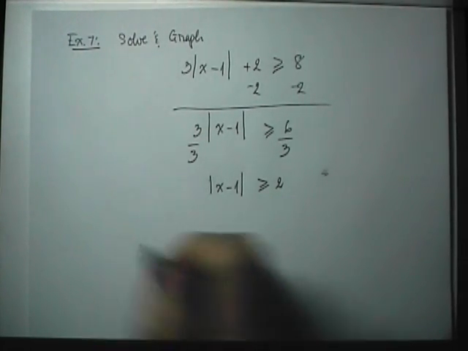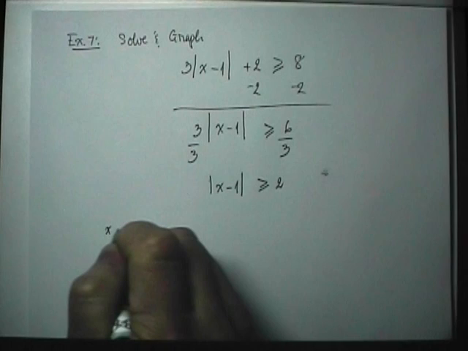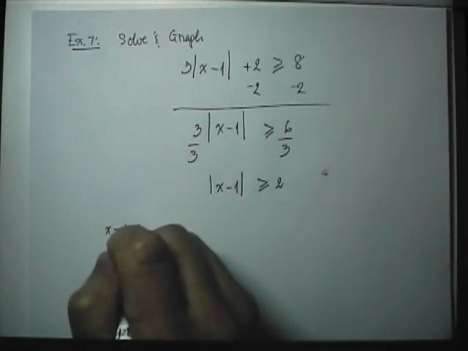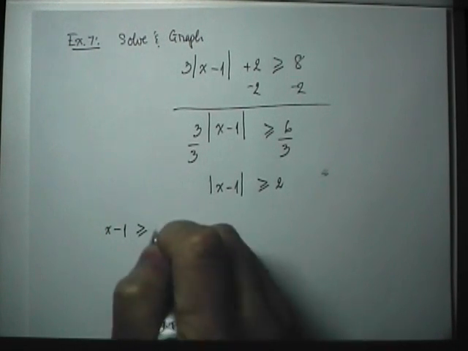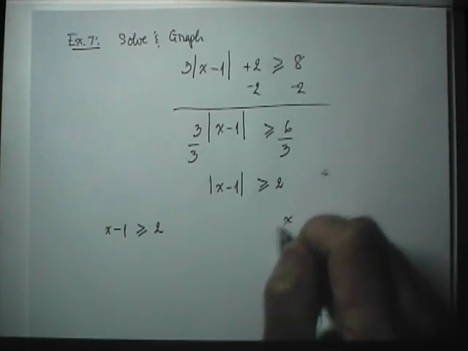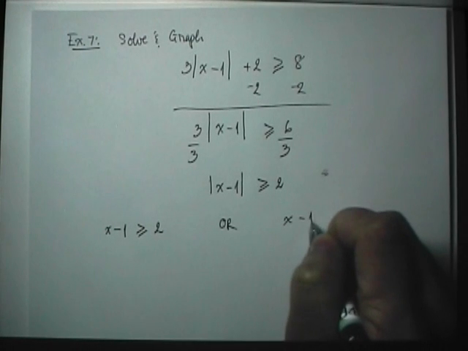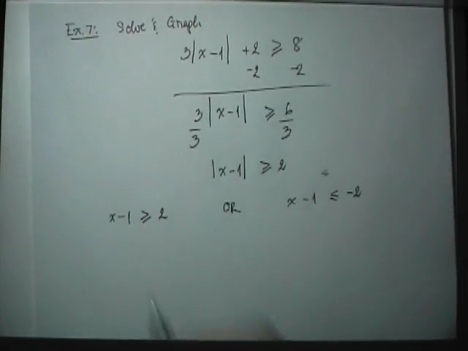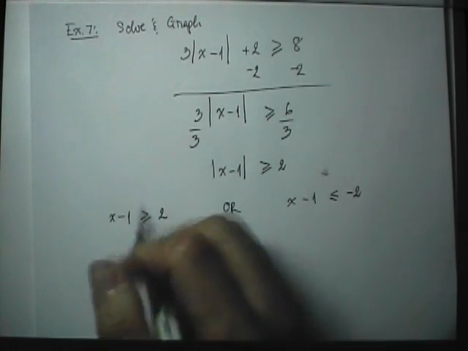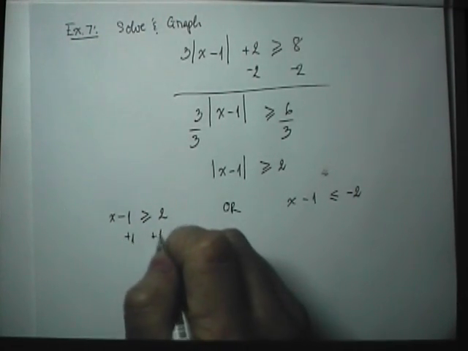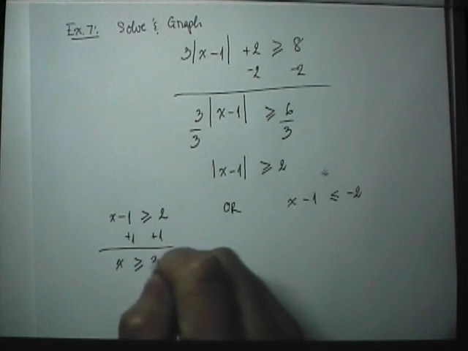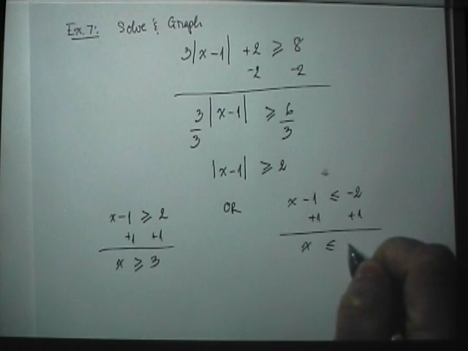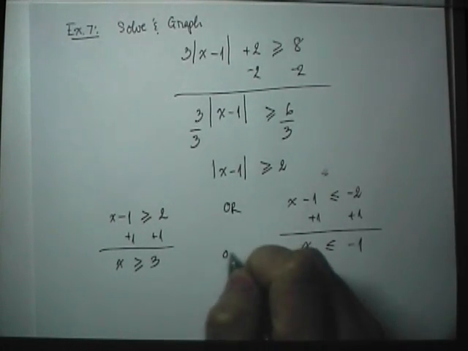So here I need to do, according to the guideline, I need to produce for myself 2 separate inequalities. x minus 1 greater than or equals to 2, or the other one is x minus 1 less than or equals to negative 2. And here solving for that, think about these 2 independent ones. Adding 1 to both sides: x greater than or equals to 3, adding 1, x less than or equals to negative 1, and here's the or.